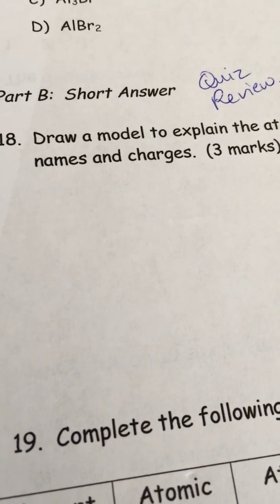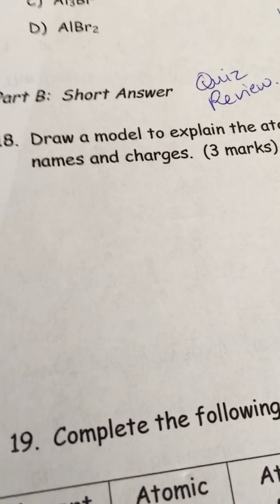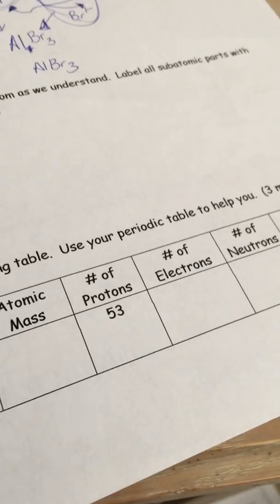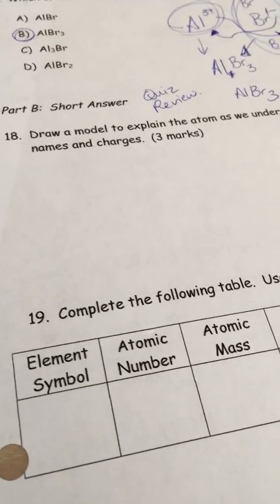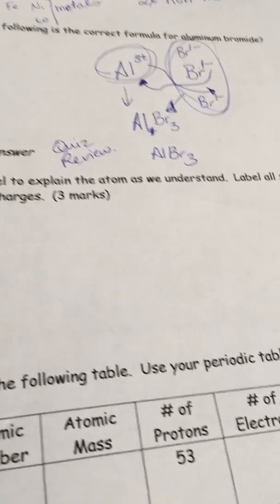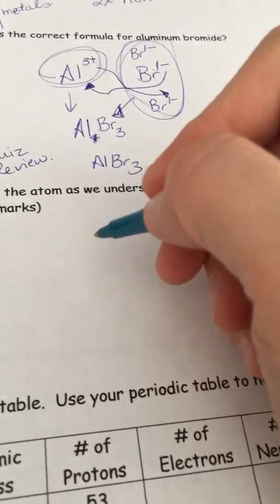Moving on to the quiz review for the short answer section. So what you needed to do was draw a model to explain the atom as we understand it. Label all the subatomic parts with names and charges. The one we worked with the most when you worked on your posters was the Bohr model.